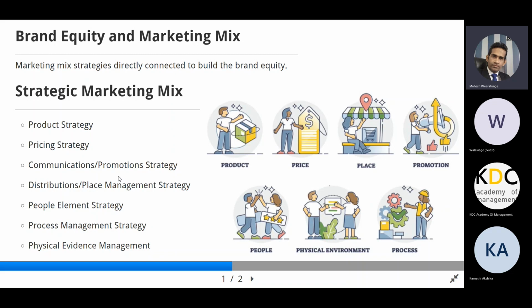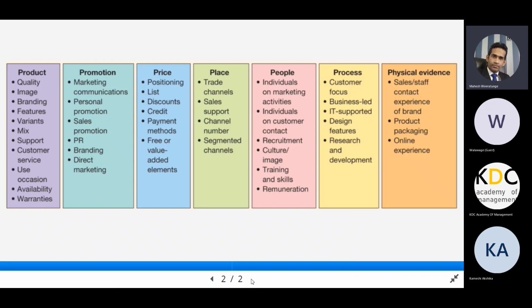So this is discussed a lot in marketing management, discussed deeply, but generally you got to have an idea that if you are to build the brand equity, marketing mix is playing a crucial role. So here we identified, okay, what these elements are further.